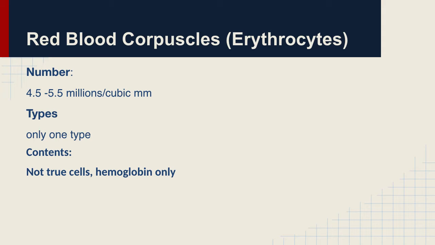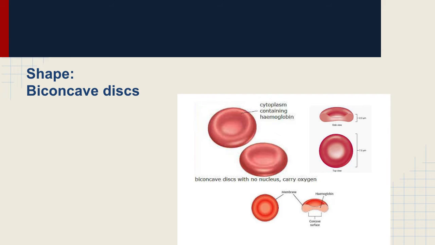It is formed of a cell membrane enclosing inside the hemoglobin protein of the blood. What is the shape of the RBCs? They appear biconcave. They are biconcave discs, thin in the center and wide at the periphery.